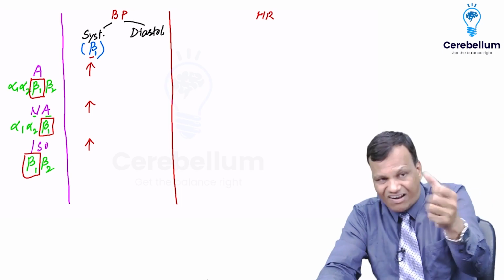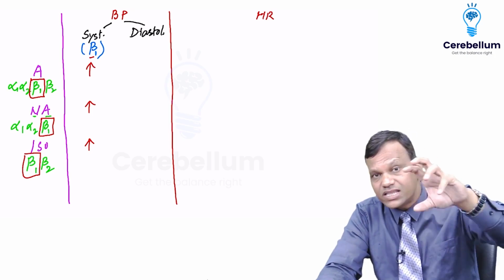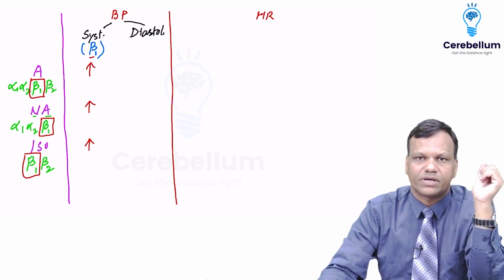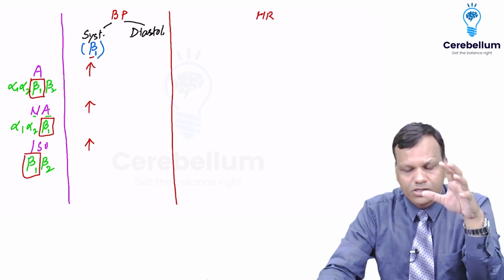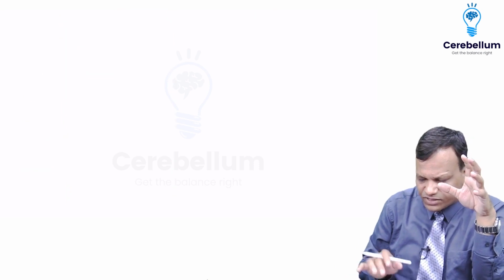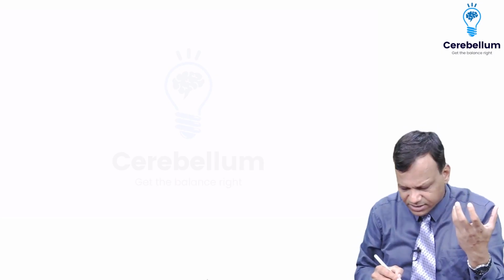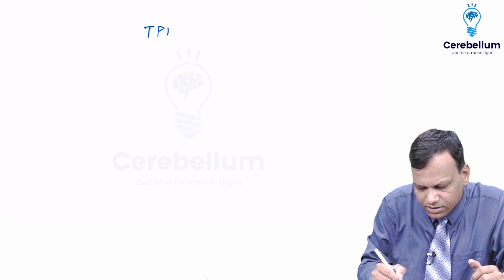Diastolic blood pressure means after the heart has contracted, it will relax. Now when the heart is relaxed, still there will be some blood pressure. That blood pressure is called diastolic blood pressure. So when the heart is relaxing, which factor maintains the blood pressure? That will depend upon total peripheral resistance.